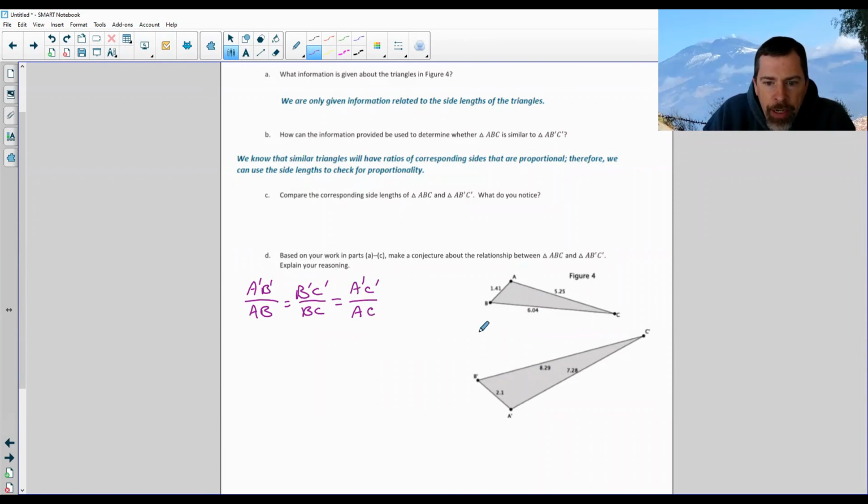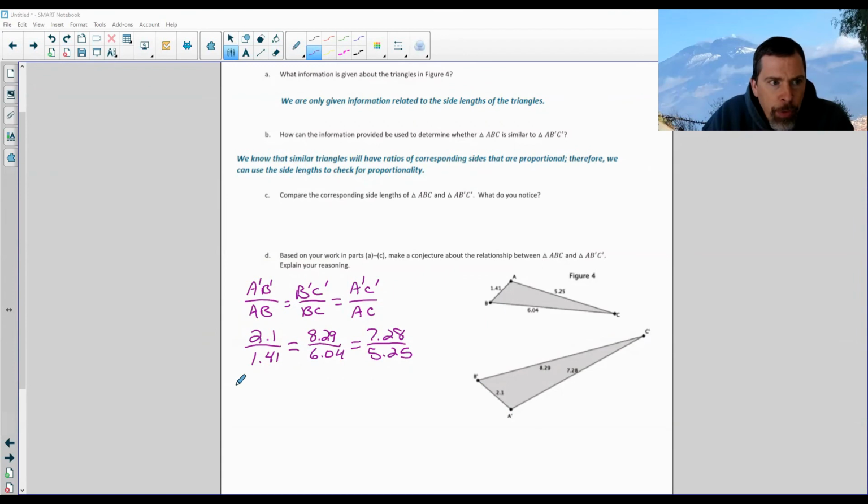In setting those up, then I'd have A prime B prime is 2.1. AB is 1.41. And then we would say B prime C prime, which is 8.29, is to BC, which is 6.04. And set that equal to A prime C prime, which is 7.28. And compare that to AC, and AC is 5.25. Okay, these are not visibly double or anything like that. So I'll use my calculator.